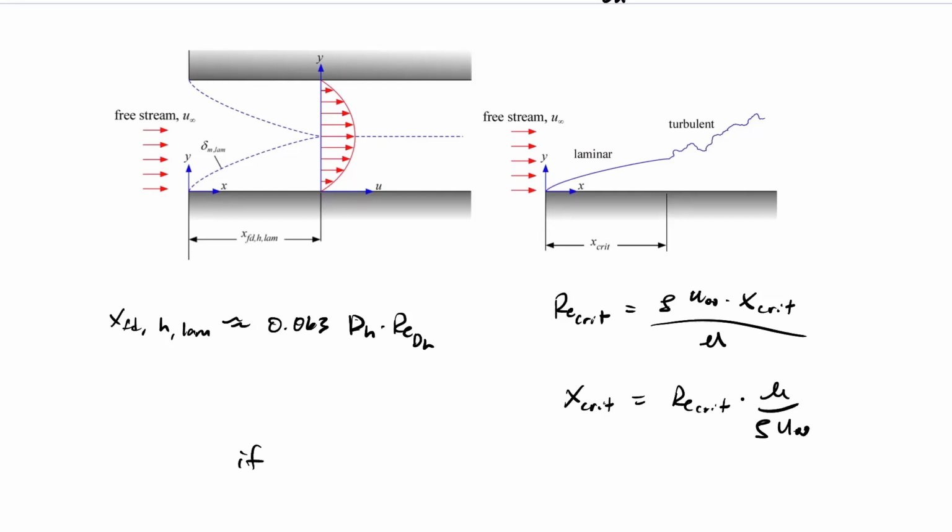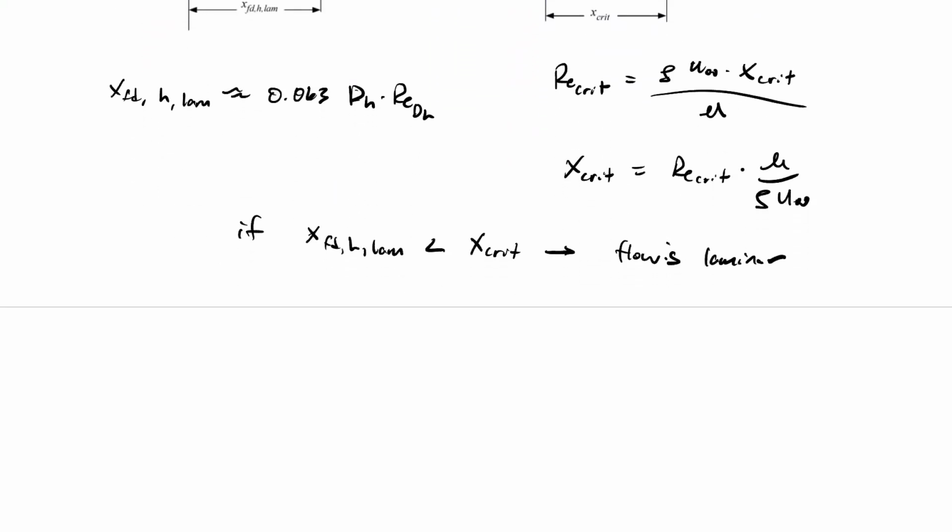So if X_FD,H laminar is less than X_crit, then flow is laminar. Right? It will never become turbulent because it just will never get to the point where the shear stress is low enough that it can become turbulent. So, okay, that is a little helpful, but let's keep going with that a little bit.